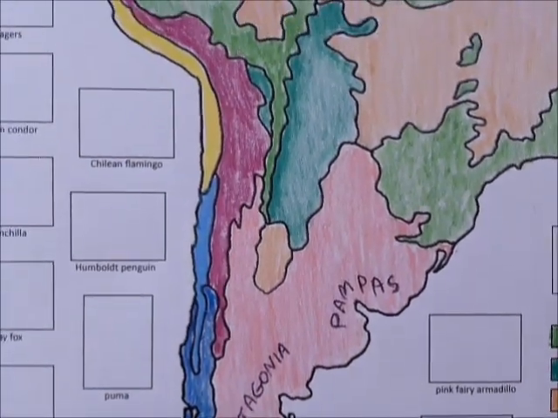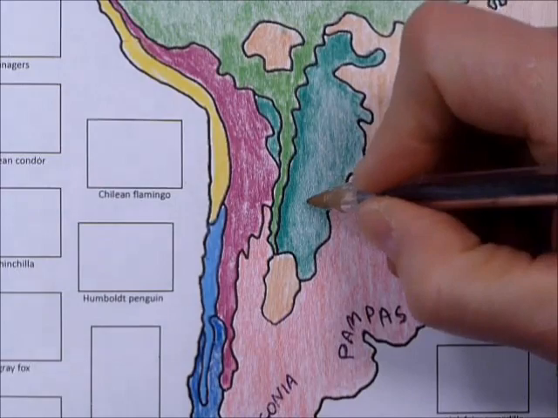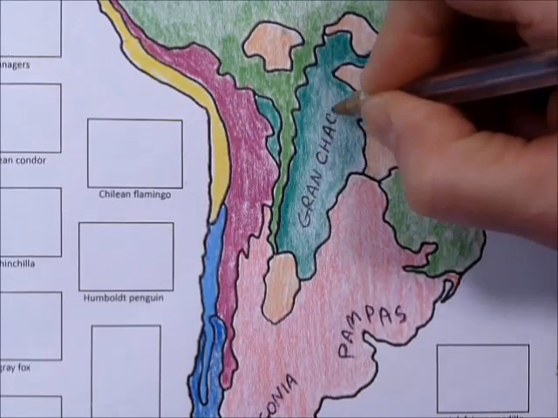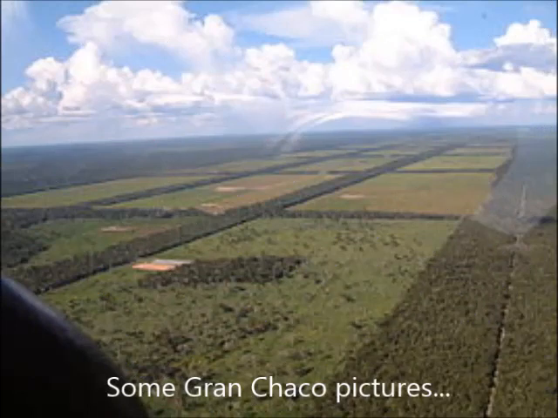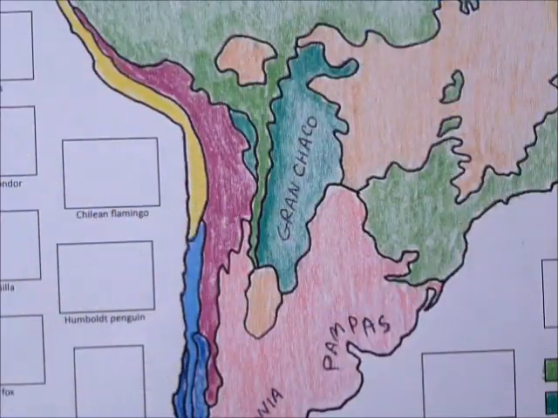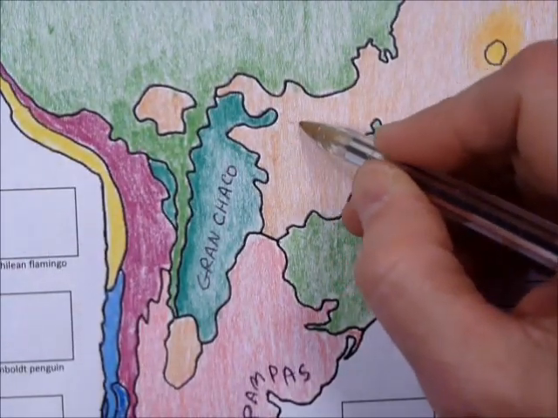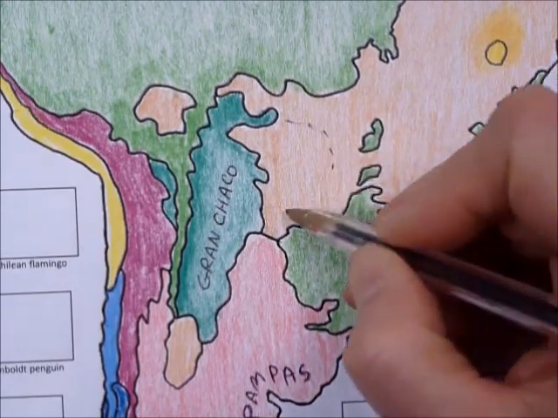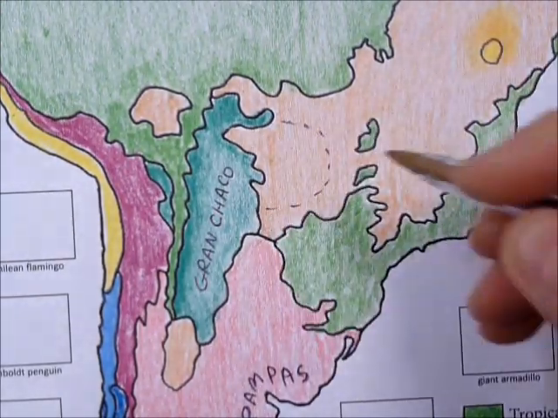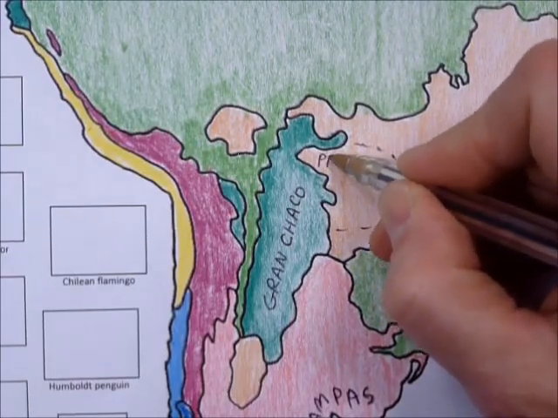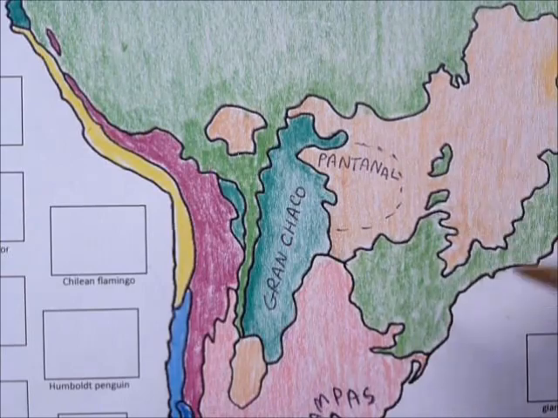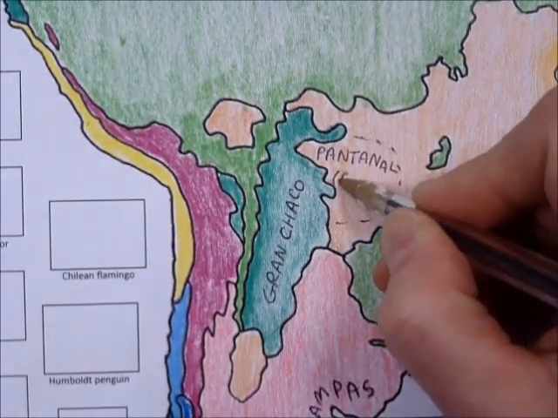And then up here is the Gran Chaco, G-R-A-N, Gran, C-H-A-C-O. And then right next to it, there's an area right here. We should probably make a little dashed line. Part of this grasslands area right here is called the Pantanal. So, right, kind of small here. Keep your letters small. P-A-N-T-A-N-A-L. Pantanal.